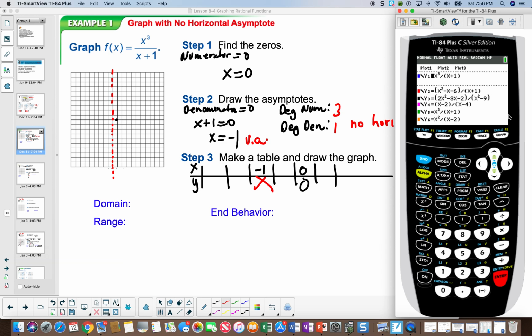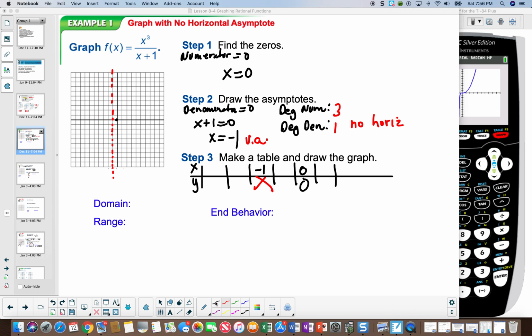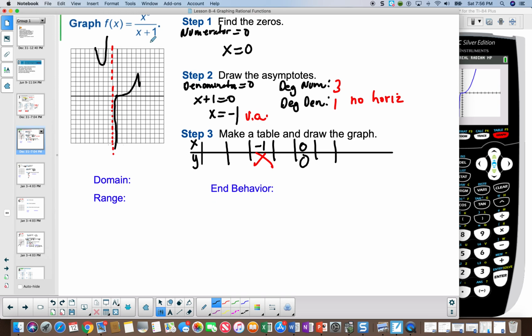And here's this, and I'm just going to go to graph. And that's what we have. So we'll go ahead and copy that on our graph here. So it's looking something like this, and it follows this and goes like that.